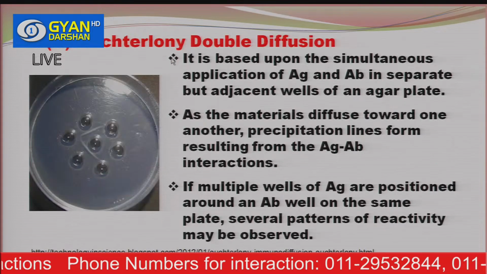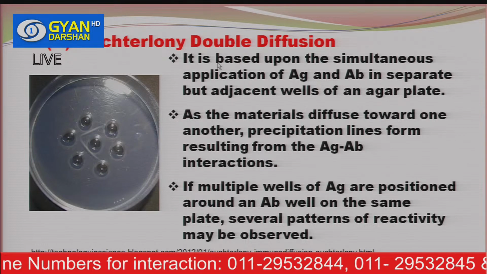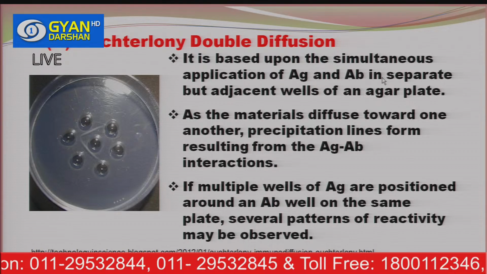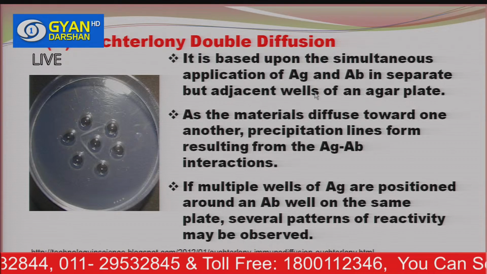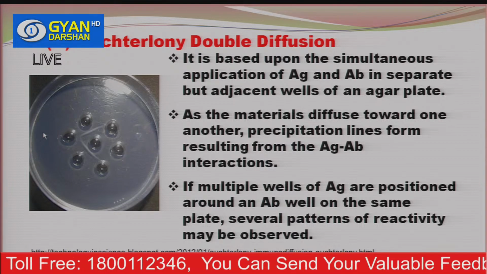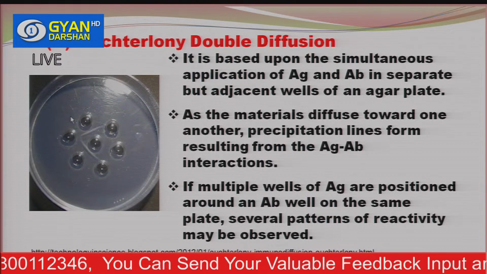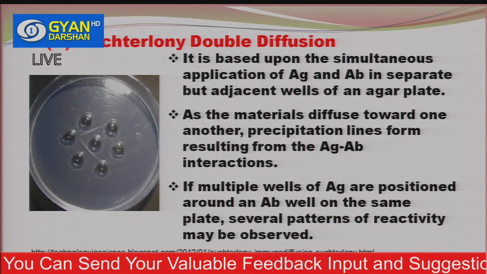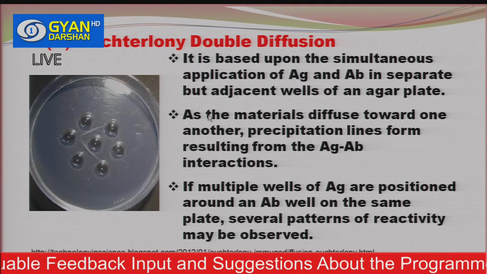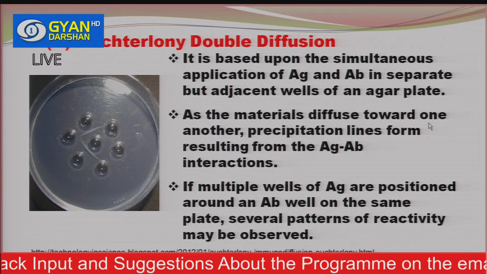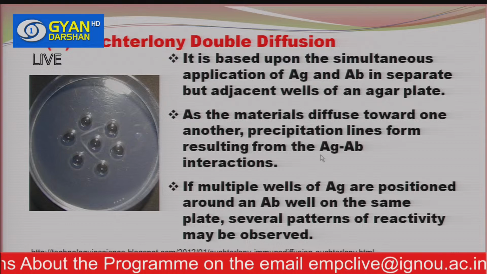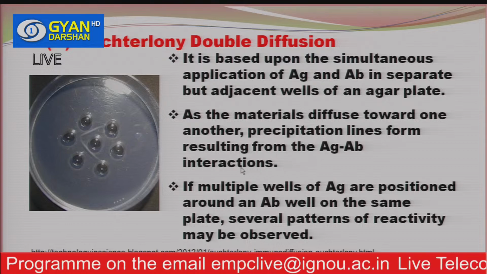Another is the Ouchterlony double diffusion method. It is based upon the simultaneous application of antigen and antibody in separate but adjacent wells on an agar plate. So you can see here the agar plates. You can put the agar, you can create the wells. In this agar we can utilize the antibodies. As the materials diffuse toward one another, precipitation lines form resulting from the antigen antibody interaction.